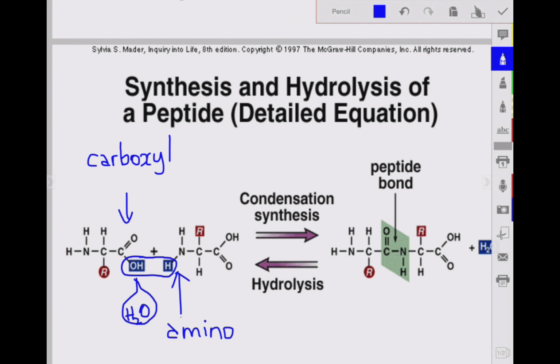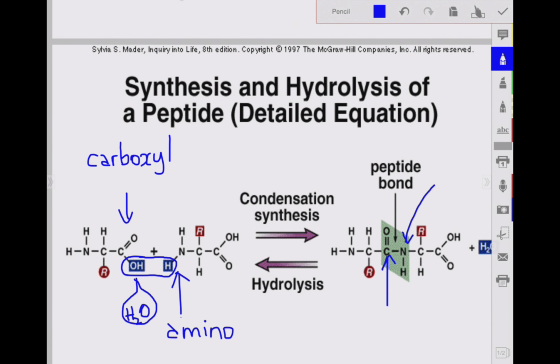And what we get when we bring these together is we get a direct link between the carboxyl's carbon and the nitrogen of the amino group. And that gets a special name. It's called a peptide bond. And as we bond many peptides together, what we get is a polypeptide. So removal of water to bring the amino acids together, we call that condensation or dehydration synthesis.